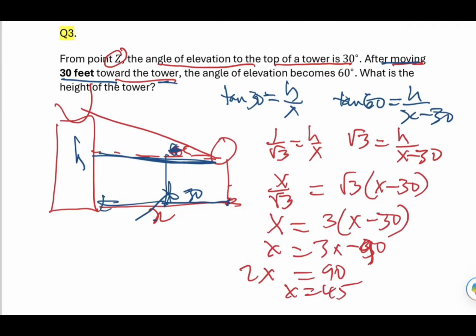But that's not what the question asks. The height of the tower. You can take any of them to calculate the height. You know the height is x over square root of 3. So this will be 45 over square root of 3. This is the same thing as 15 square root of 3. The answer choice is what?